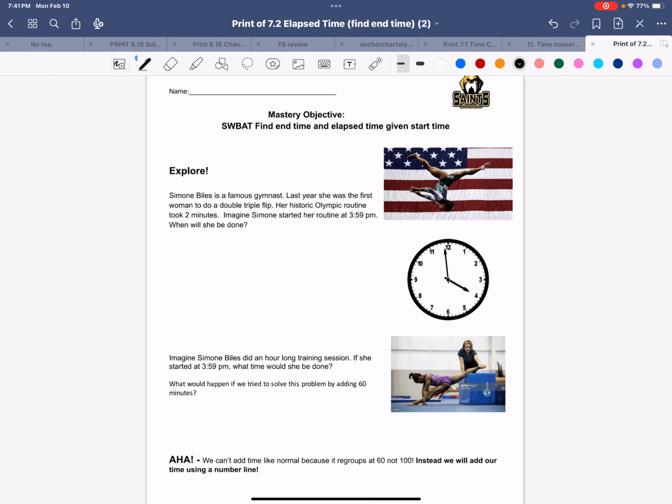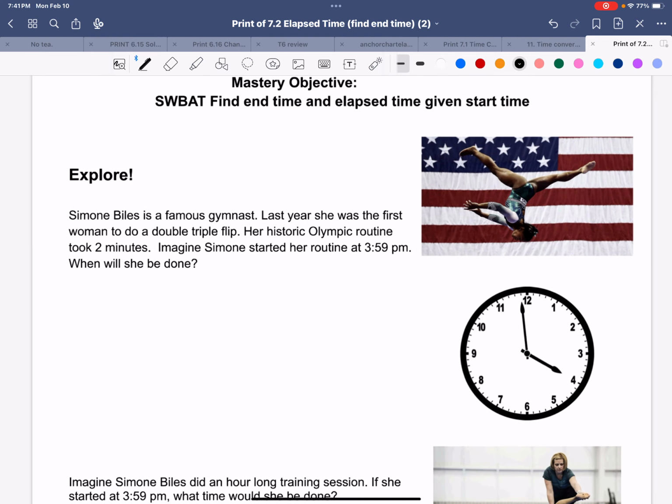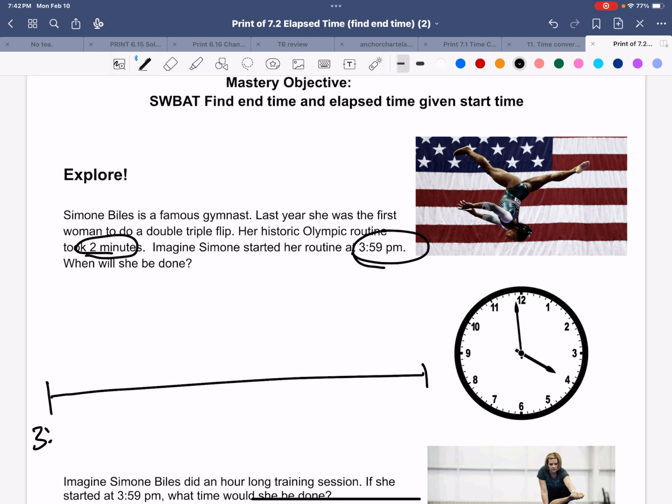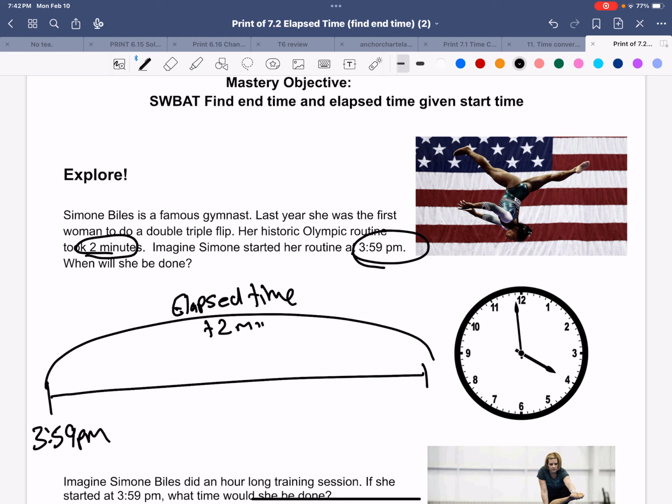We're going to talk about Simone Biles. She's a famous gymnast. Last year, she was the first woman to do a double-triple flip. Her historic Olympic routine took 2 minutes. Let me annotate. It took 2 minutes. Imagine Simone started her routine at 3:59 p.m. When will she be done? Okay, it looks like they've given us the start time. So that's 3:59 p.m. And I don't know the end time, but they've given us the elapsed time. So elapsed time is 2 minutes.